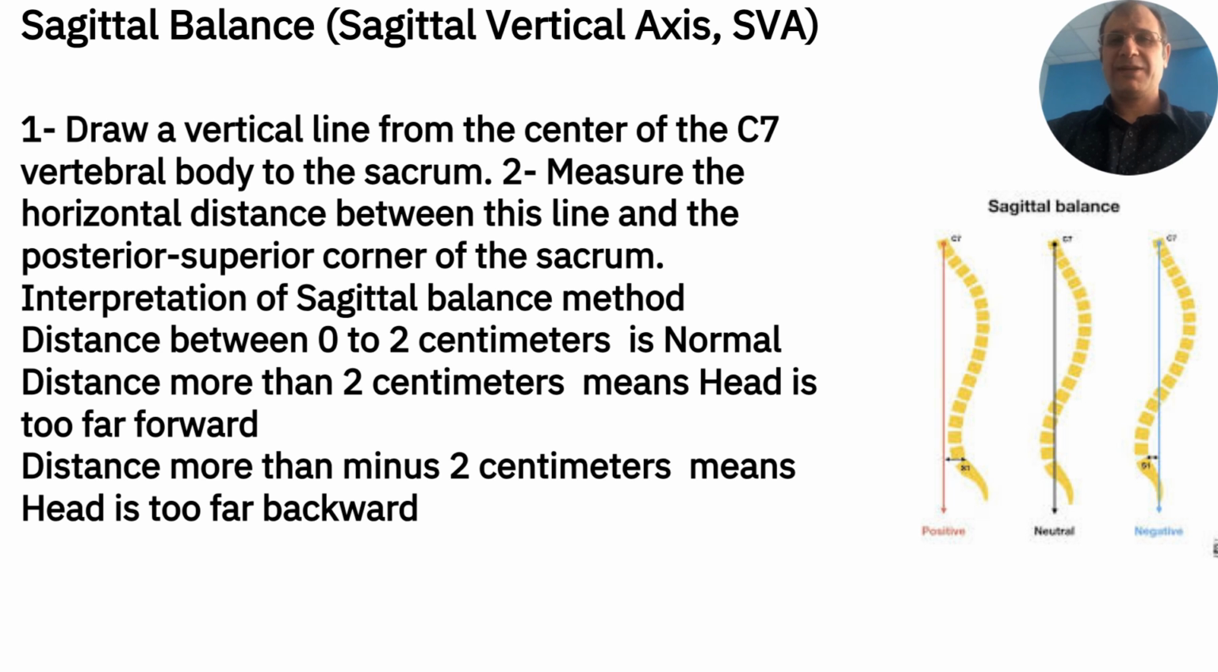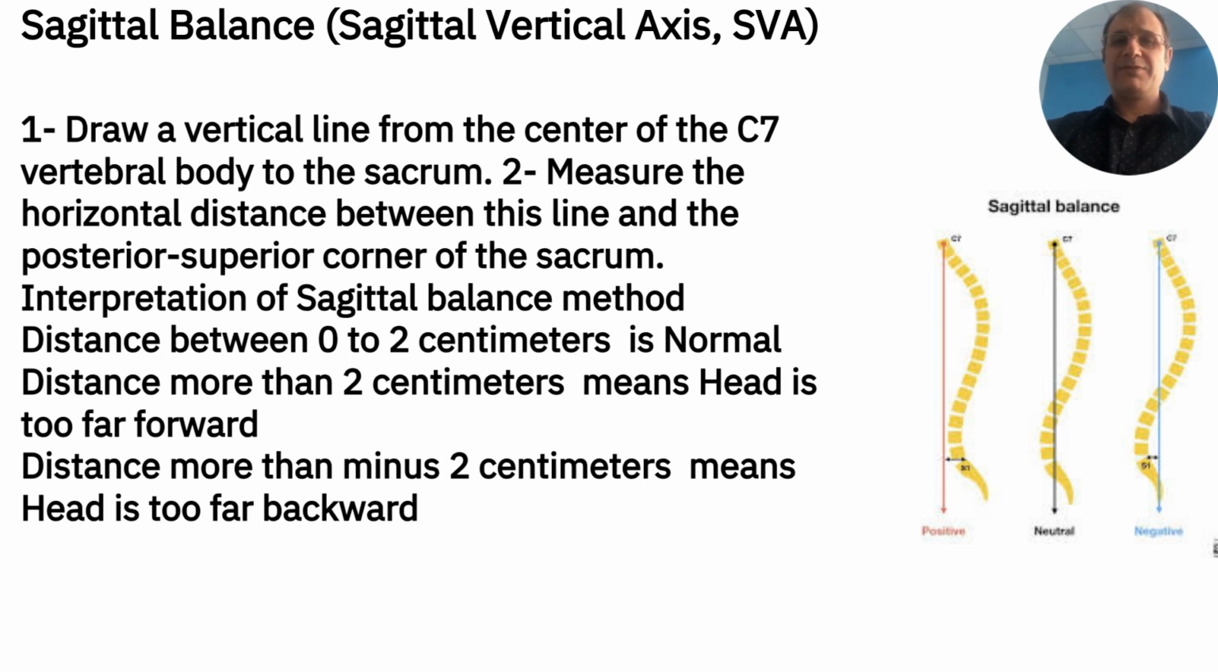Sagittal balance method evaluates the alignment of the spine in the sagittal plane, side view, by measuring the horizontal distance between the C7 plumb line and the posterior superior corner of the sacrum. It assesses whether the spine is balanced or if there is forward or backward displacement of the head relative to the pelvis. Stages of sagittal balance measurement are: 1.